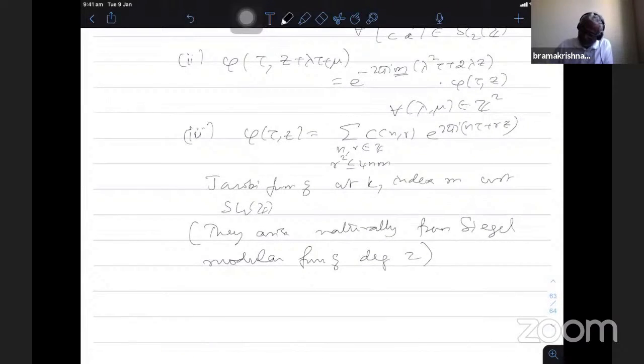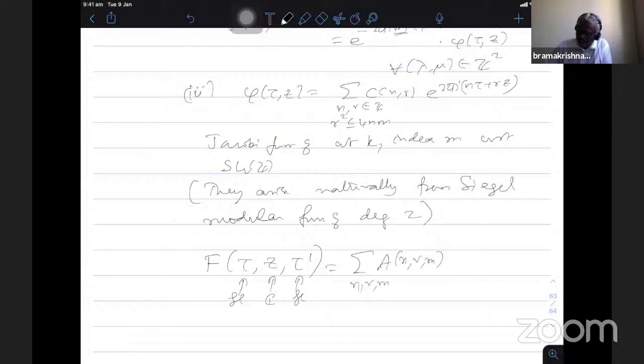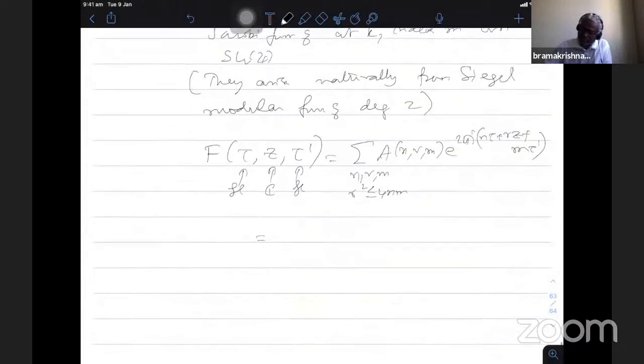If I take the Fourier expansion of a Siegel modular form of degree 2, we have it as a three variable function, f of tau, z, tau prime, where tau belongs to h, tau prime belongs to h, and z belongs to C. It is a sum over integers n, m with r squared less than or equal to 4nm, of e to the power 2 pi i (n tau plus r z plus m tau prime). You rewrite this expansion in terms of tau prime, and keep the other things inside. The inside quantity becomes the Jacobi forms.